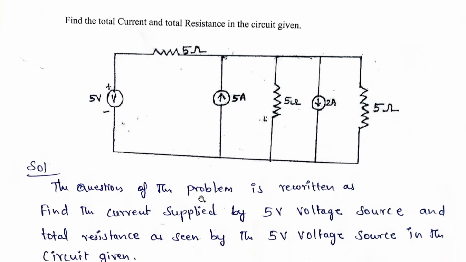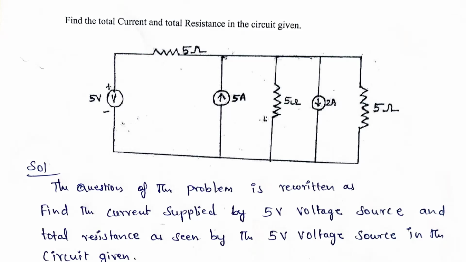The question of the problem should be like: find the current supplied by the 5 volts, because here one voltage source is there. So find the total current supplied by the 5 volts and the total resistance as seen by the 5 volts. So that should be the question. But the question given here is wrong, and that's why I tried to solve this. The question is given as vague.